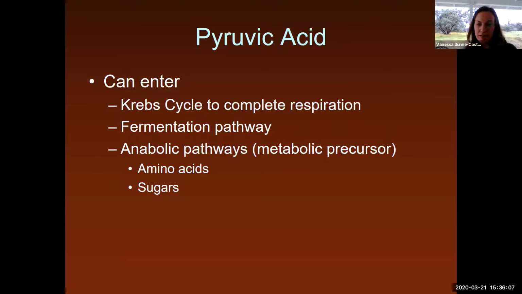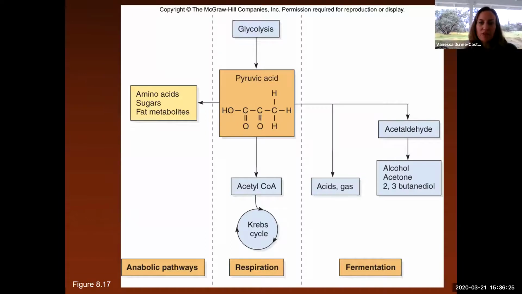So this can be a key ingredient in amino acids. This is actually the basic center compound for amino acids, for different carbohydrates, and also for fatty acids. So this is a really important metabolic intermediate. Here's a picture showing all of those different pathways.